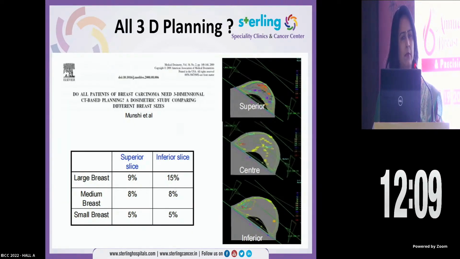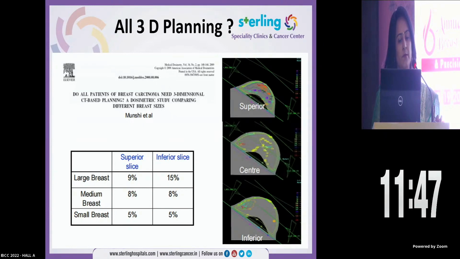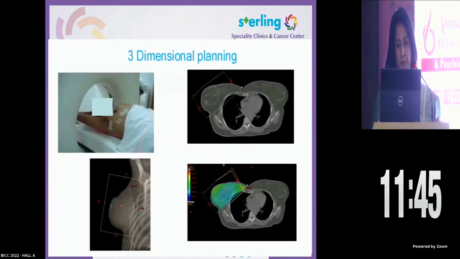When I say 3D planning, do all patients need 3D planning? This is a very interesting paper by Munshi et al., who studied the differences in dose distribution from the superior to the inferior slice. What was seen was that the small breast would not have much difference, about 5% only, but the medium and large breasts were the ones where the dose distribution changed significantly, especially in the large breast, from 9% to 15%.